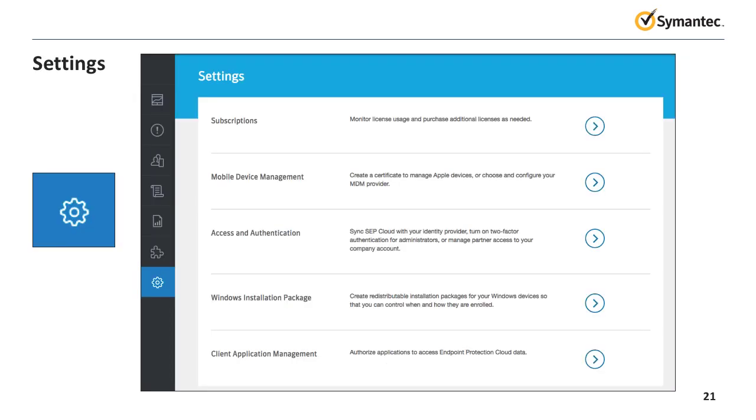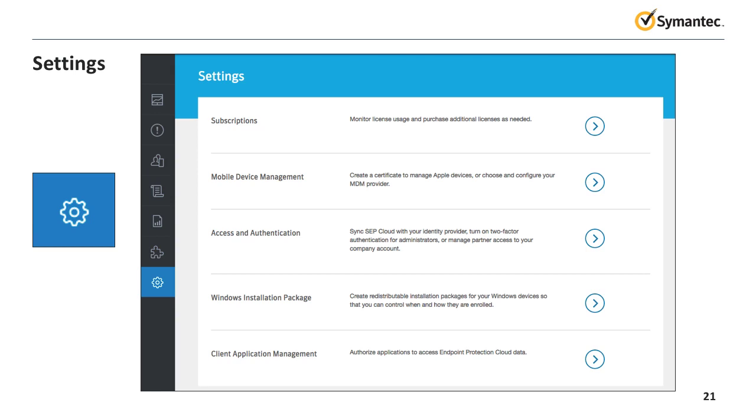On the Settings page, you can review and set up various aspects of SEP Cloud. The following account settings are available. Subscriptions. A license can apply to users or to servers. Your subscription consists of licenses that specify the number of users and the number of servers. You can monitor license usage and purchase additional licenses as needed.